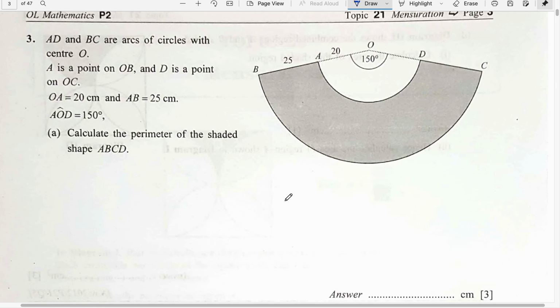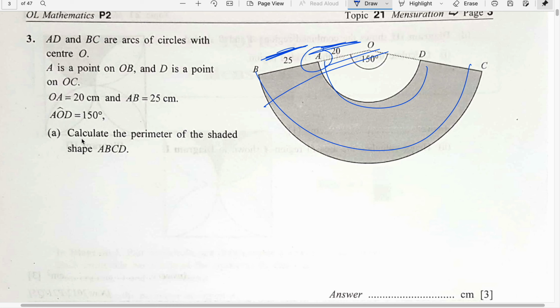Practice this. Let's do one more quickly. It is a different shape. AD and BC are arcs of the circle. This is AD, this is BC. Center O, A is the point on OB. OB is 45 centimeters, OA is 25 centimeters. Smaller radius is 20, larger radius is 45. Calculate the perimeter of the shaded region.